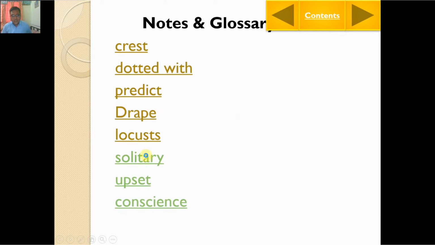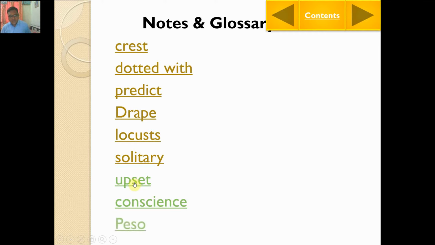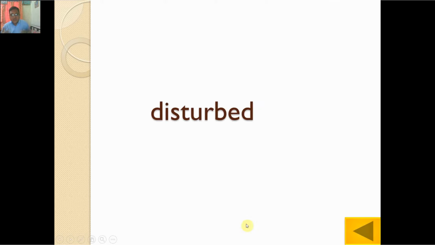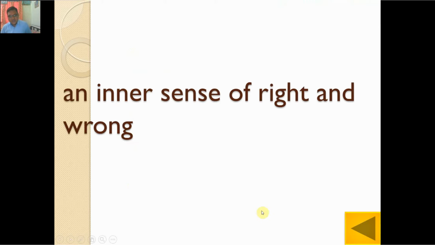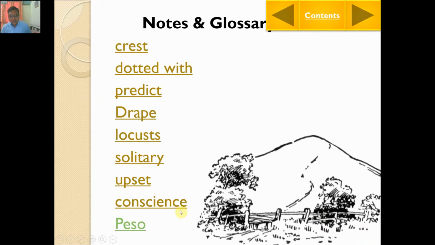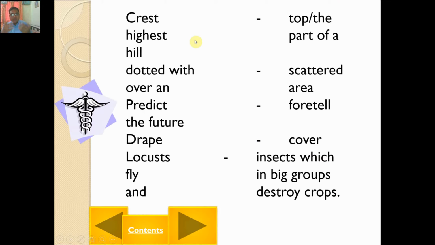Solitary means lonely, single. Upset means disturbed. Conscience is the inner sense of right and wrong. Peso is the currency of several Latin American countries. Have a look at the hard words and their meanings. Okay, next.